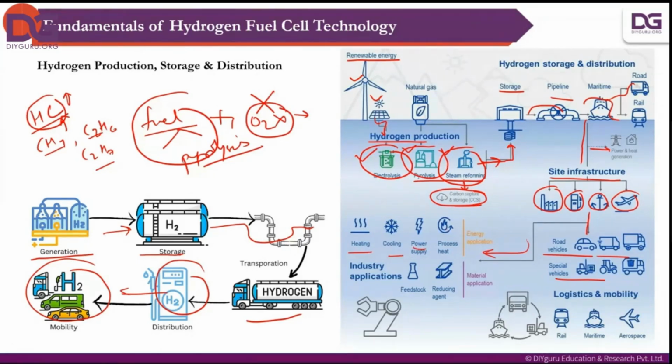For power supply, this is the energy application, and process heat. This is the material application: hydrogen can be used as a reducing agent, and for reducing oxides we can use it as feedstock. For logistics and mobility it can be used in rail, marine, and aerospace. These are the road vehicles. So you can imagine that in transportation, the ship that is running, the road truck, the rail, they all can be operated from the same energy if we want to. So it is a very interlinked technology.